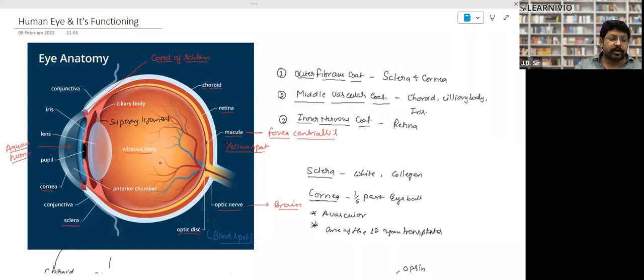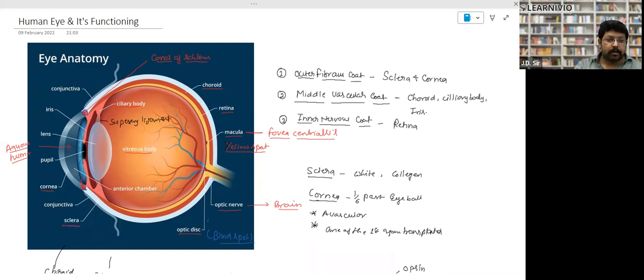Then, behind it, there is the vitreous body or vitreous humor. This vitreous humor is also another kind of liquid, but this liquid never changes. It always remains filled, as it is. The change does not take place here. It maintains the shape of the eyeball. That question has been asked. Absorption of oxygen, that question has been asked, right? Canal of Schlemm, that question has been asked, right? These are all questions from the structure.